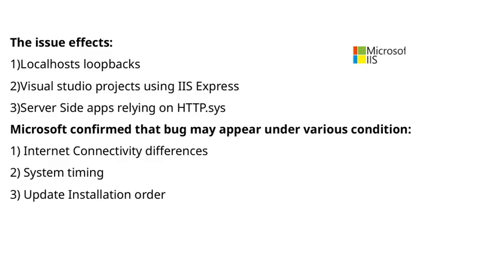So, the issue we're discussing actually affects a few key areas. First, it impacts localhost loopbacks, which are essential for local testing and development. Then, it also affects Visual Studio projects that are using IIS Express, making local debugging more complicated. Additionally, server-side applications that rely on HTTP IIS can experience problems because of this bug.